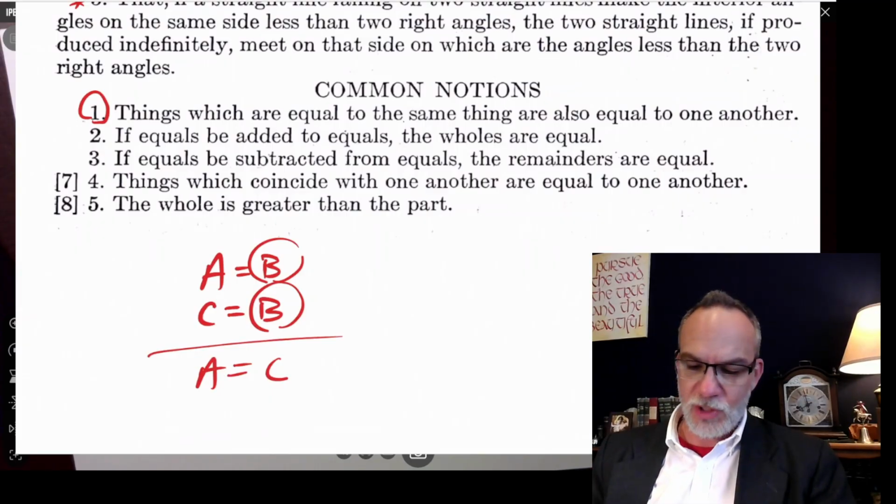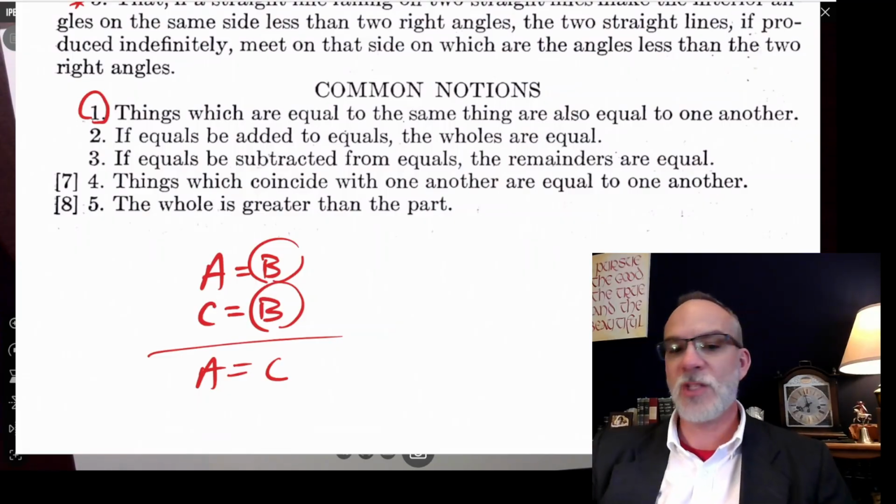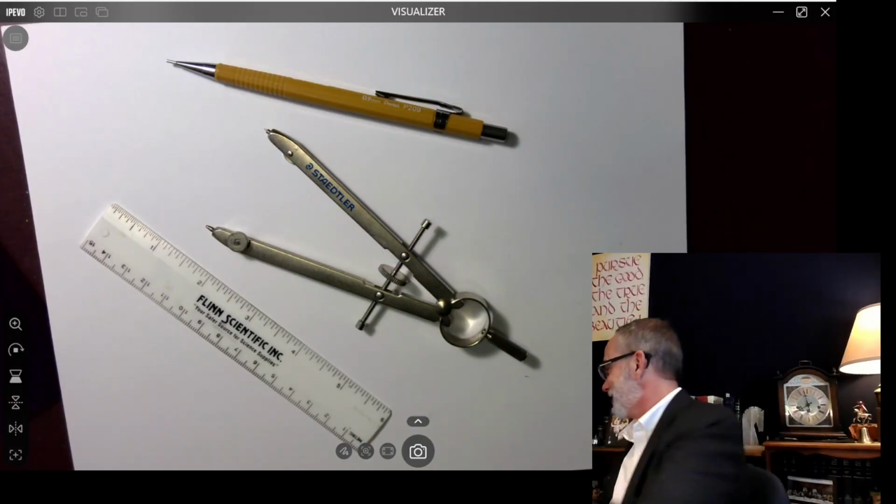Now, number 2 and 3 are straight up algebraic. If equals be added to equals, the wholes are equal. If equals be subtracted from equals, the remainders are equal. Things which coincide to one another are equal to one another, and then the whole is greater than the part. But the first one is the one that we're going to use today. So let me switch back over to the camera now, and let's do our thing.